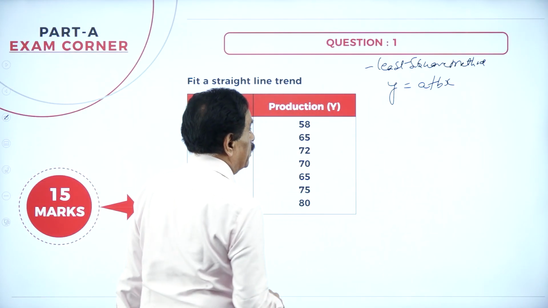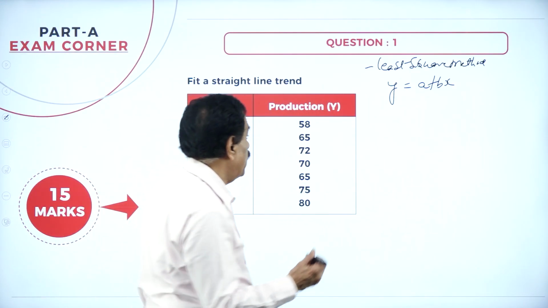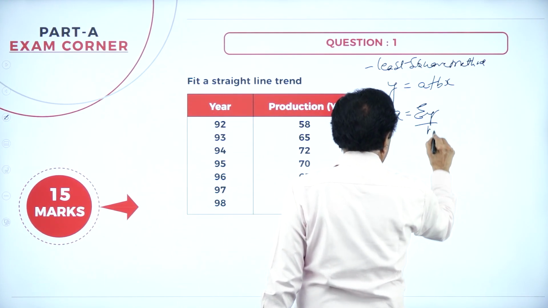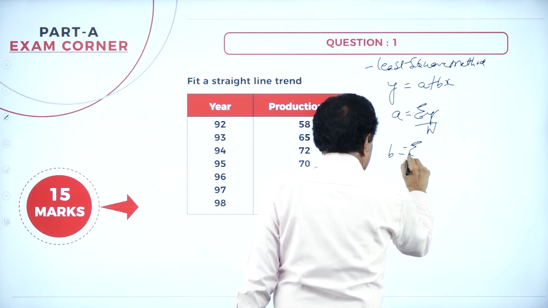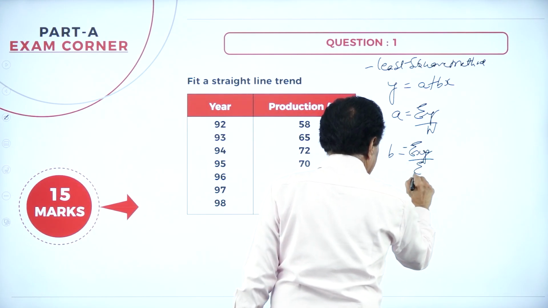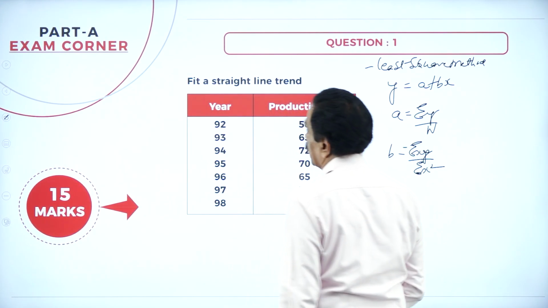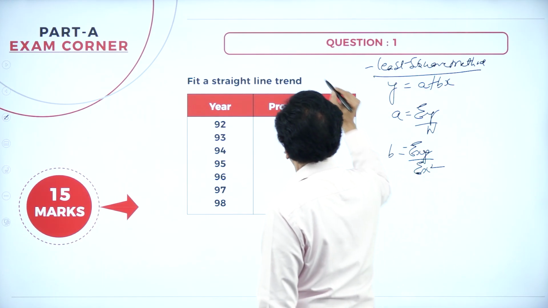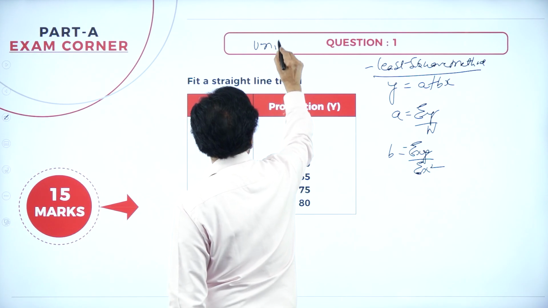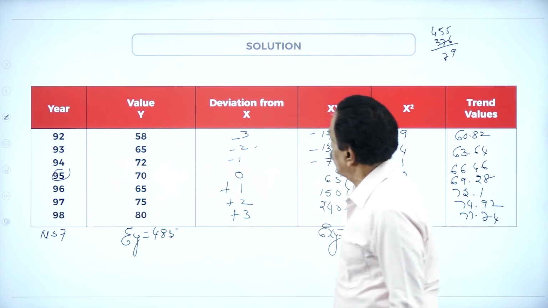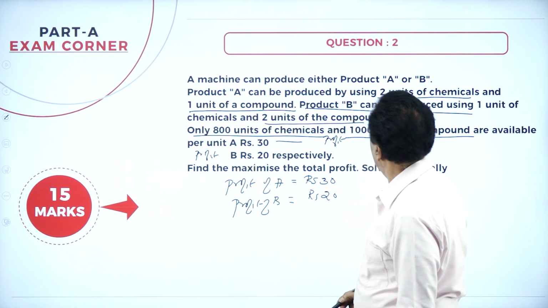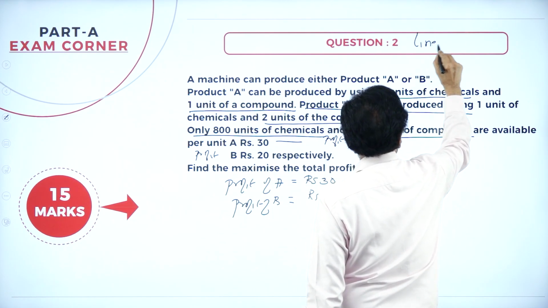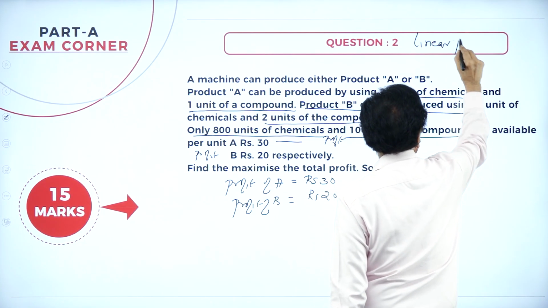This is the first, least square method, where a is equal to sigma y divided by n, b is equal to sigma xy divided by sigma x square. This formula you have to apply. So this goes to least square method, unit 1. Then you get this is the line we have. This is called linear programming.